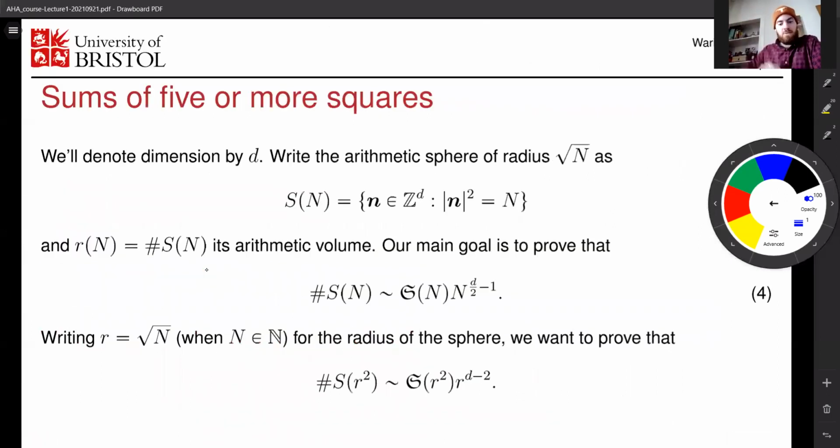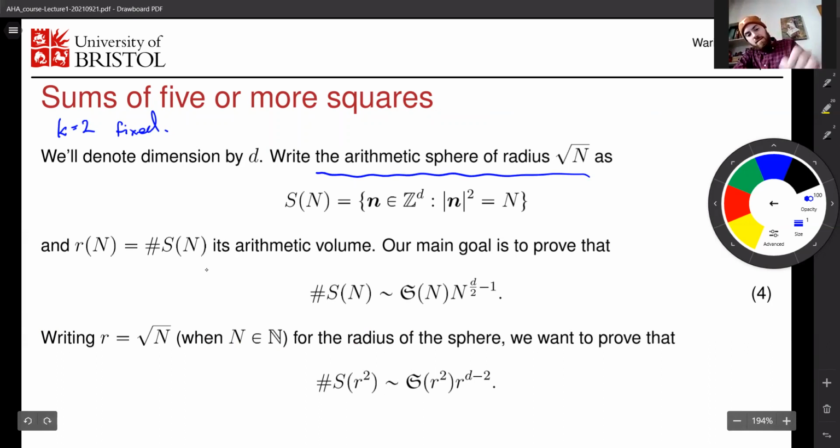So sums of 5 or more squares. Again, the dimension is going to be d. Now I fixed my degree to be 2, so k is now always 2 and fixed. I'm going to write the arithmetic sphere of radius root n as the collection of integer points such that the sum of the norm squared is n. This is a subset of the real sphere of radius square root of n. And I'll use R(n) to denote the arithmetic volume, which is just the cardinality of the set.